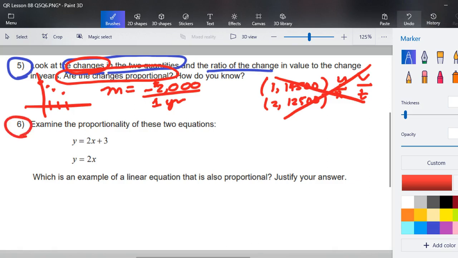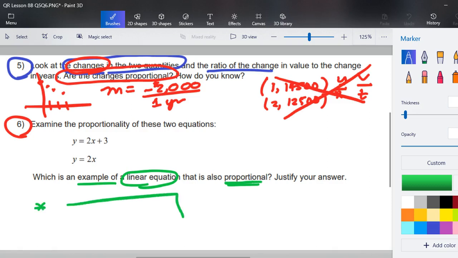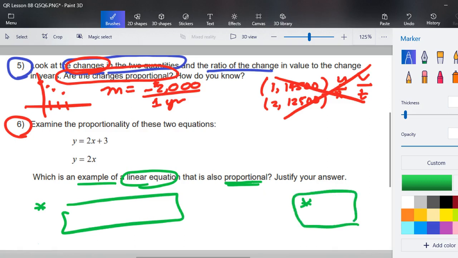Question number 6. Examine the proportionality of these two quantities. Which is an example of a linear equation that is also proportional? Justify your answer. Just a while ago I said there's a kind of a long way to figure this out, and there's kind of a short way. I want to look at the short way.